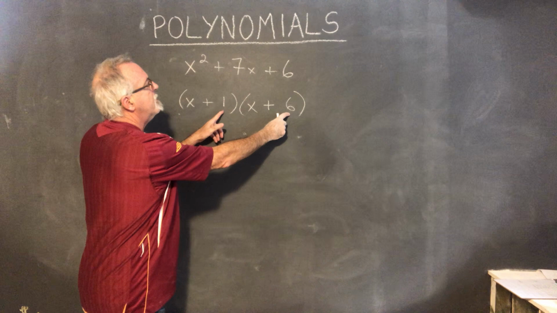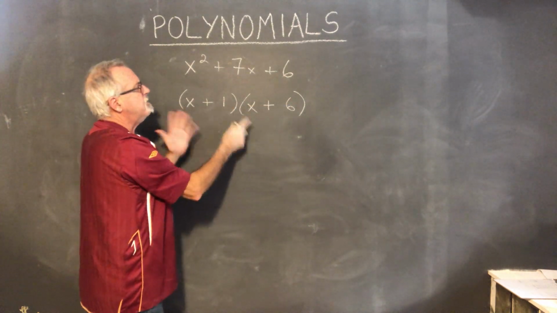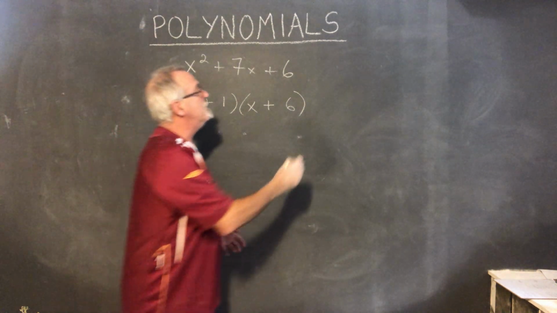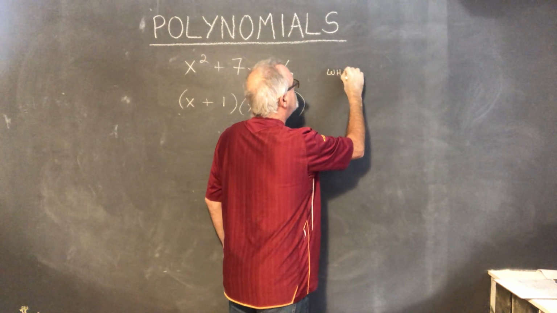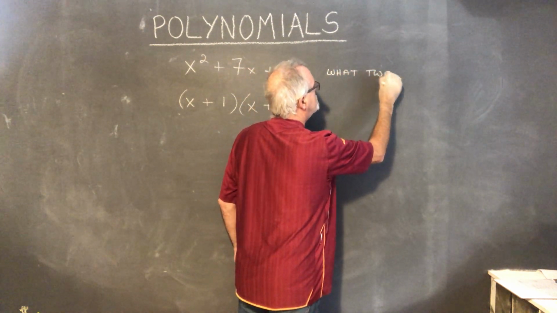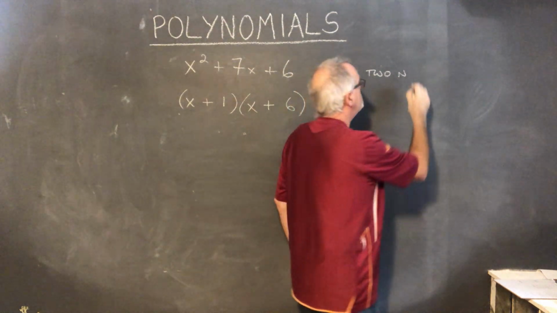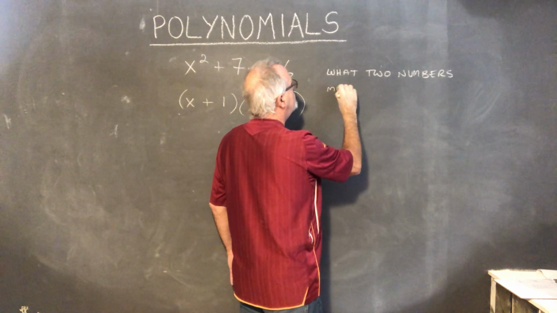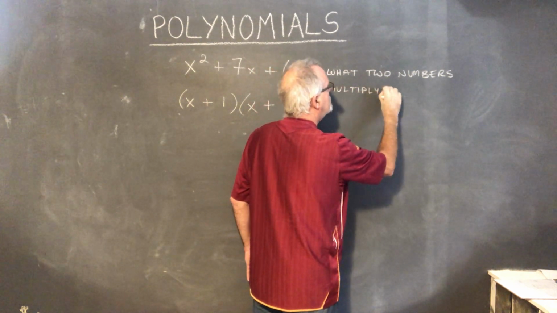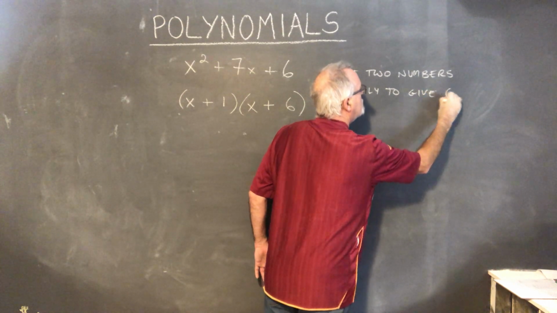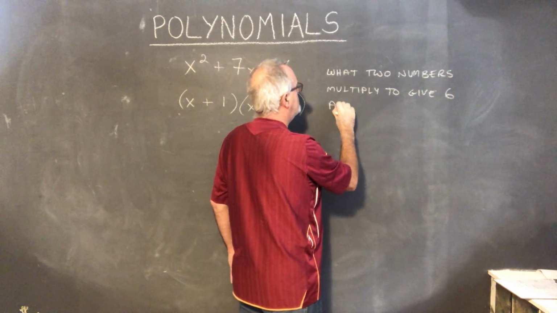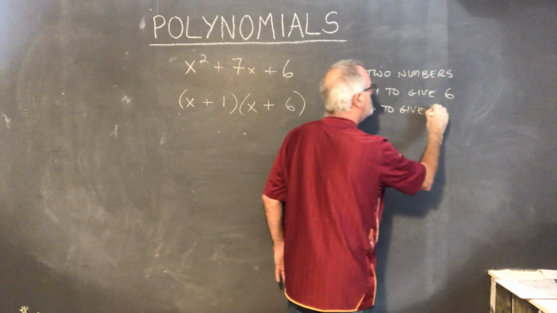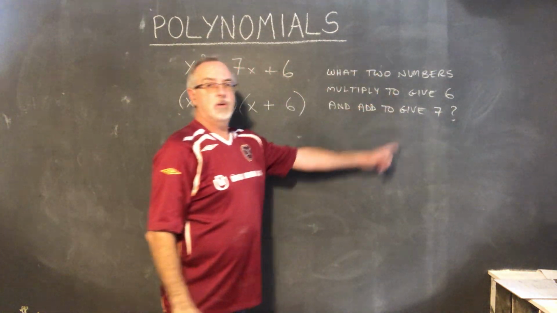So if I put a 2 and a 3 here, 2 times 3 is 6. But 2x plus 3x is not 7x. So that leads to the secret, the trick to doing this, which is you ask this question. What two numbers multiply to give 6 and add to give 7? So you're asking this question.